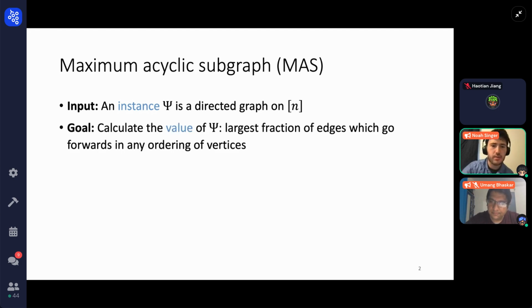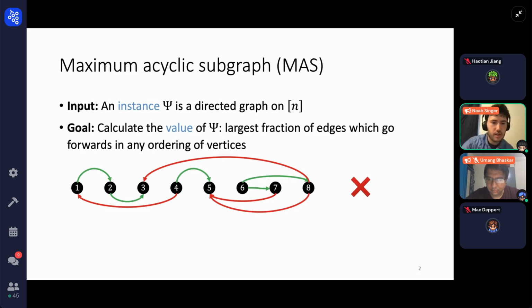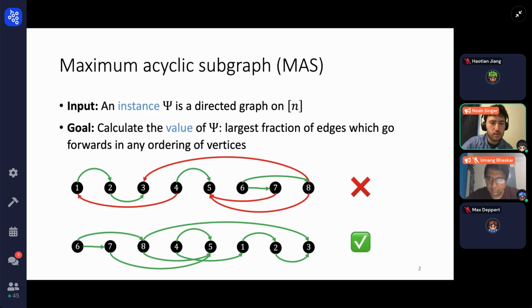And the goal of an algorithm for this problem is to calculate the value of an instance. And by value, we mean the largest fraction of edges which point forwards with respect to any possible way to order the vertices of the graph. So for instance, here's a graph, and its vertices are ordered in some way, and this is not a particularly good ordering because there are 9 edges and 4 of them point backwards. But if we permute the vertices of this graph into a different order, we can actually make all the edges point forwards. So this ordering witnesses the fact that this instance of the MAS problem has value 1.